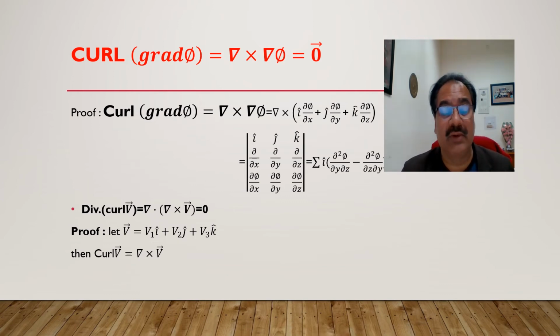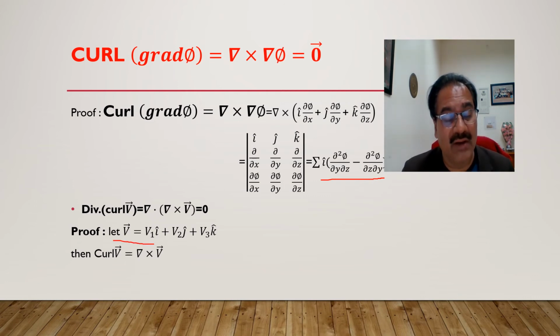How can you prove this? You can prove it like this. Curl of gradient phi, that is del cross del phi, is equal to phi del cross del, and this you may write like this, and finally you will get the null vector. Now, divergence of curl v, that is del dot del cross v, is equal to 0.